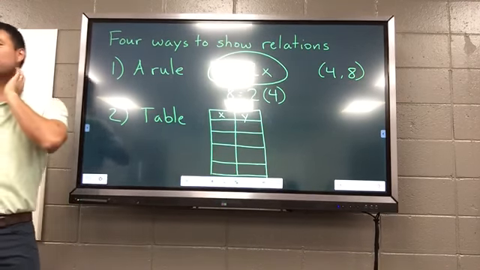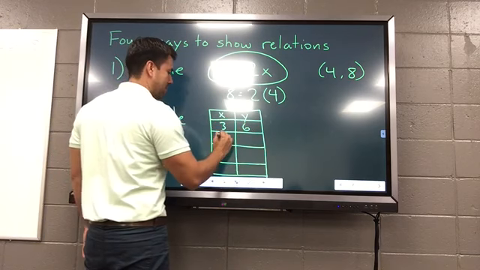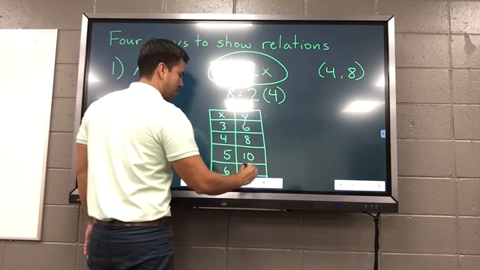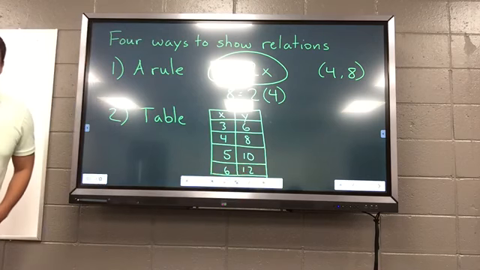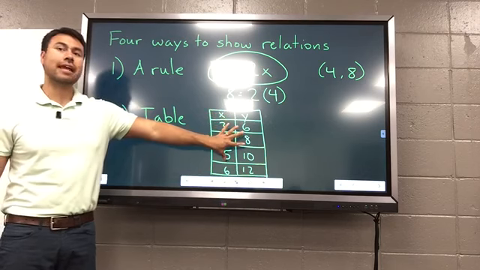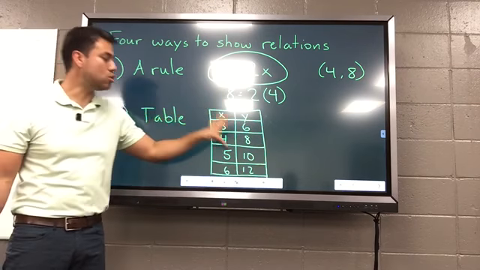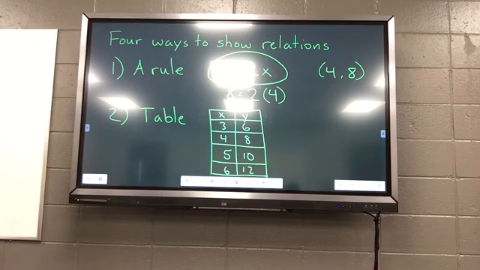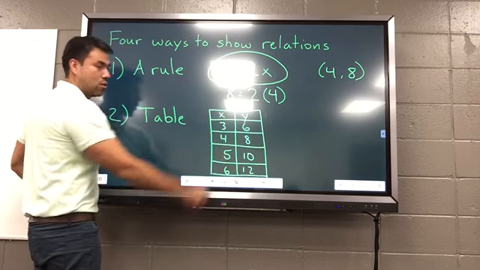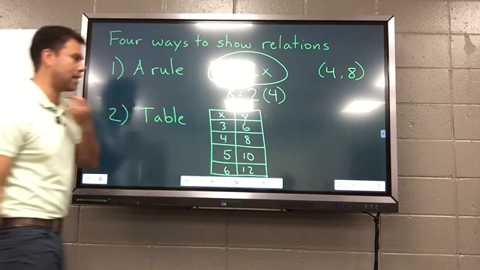Okay, what were those ordered pairs again, Jake? 3 and 6. Keep going. 4 and 8. 5 and 10. And 6 and 12. All right, now thankfully, you're not really going to make these tables. You're going to look at these tables and get the ordered pairs from them. So you're using the table to get the ordered pairs. 3, 6, 4, 8, 5, 10, 6, 12. Those are the ordered pairs. Pretty straightforward. That's the second way of looking at a relation.